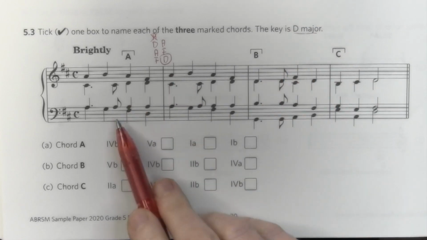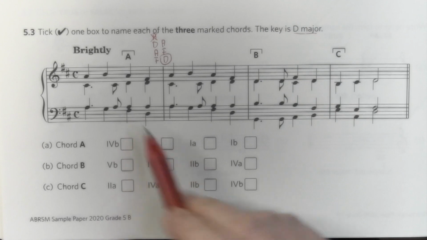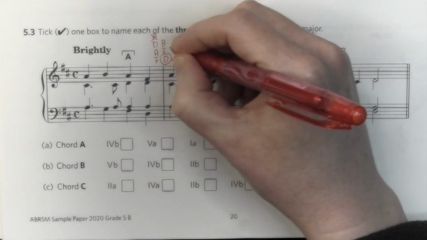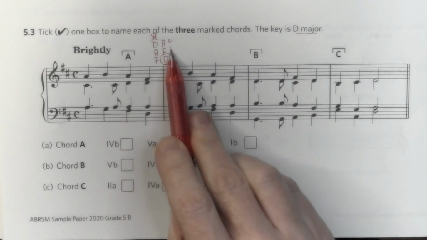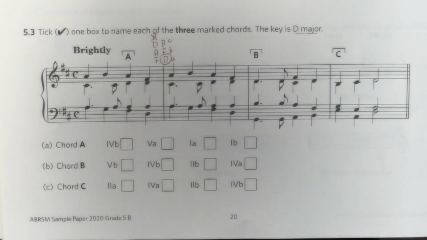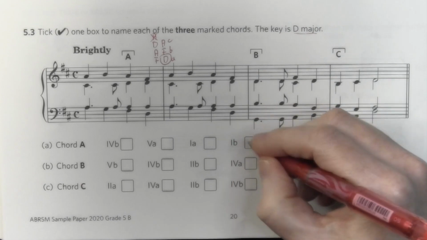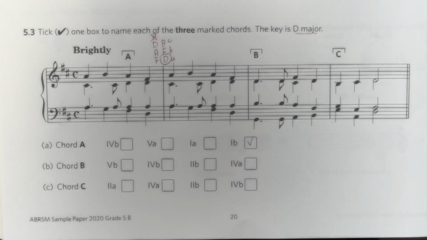Now, which note is on the bass? Is it the first one? Is it the second one? Or is it the third? We have F, and F is 1B. Where is 1B here? Here. Okay? Is that easier this way?